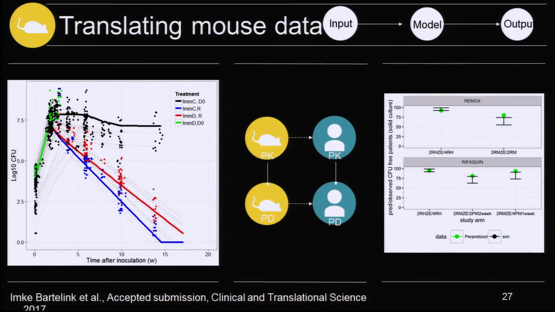On the right-hand side, the green dots represent clinical trial data, and then her simulated data is represented by the black error bars. And again, you can see that this translation actually mimics trial data pretty well.